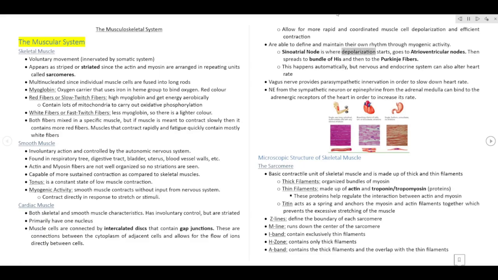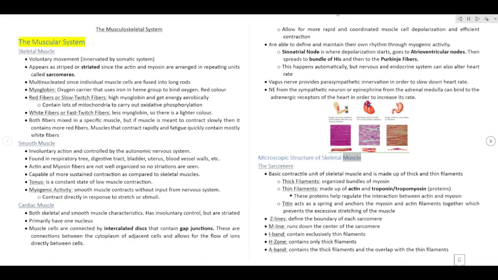The sinoatrial node is where depolarization starts, and it goes to the atrioventricular node. Then it spreads to the bundle of His and then to the Purkinje fibers. This happens automatically, but the nervous and endocrine systems can also alter heart rate. The vagus nerve provides parasympathetic innervation in order to slow down heart rate. Norepinephrine from the sympathetic neuron or epinephrine from the adrenal medulla can bind to the adrenergic receptors of the heart in order to increase its rate.